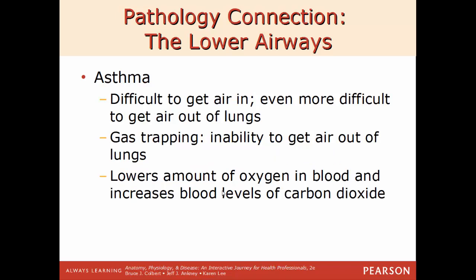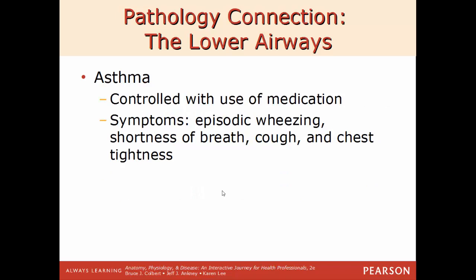It becomes very difficult to get the air into the lungs, but it's even more difficult to get the air out of the lungs. So what you have here is what's called gas trapping, the inability to get air out of the lungs. So this will lower the amount of oxygen in the blood, but also will increase the levels of carbon dioxide in the blood. And neither one of those is a good situation. Now, asthma can be controlled with medication.